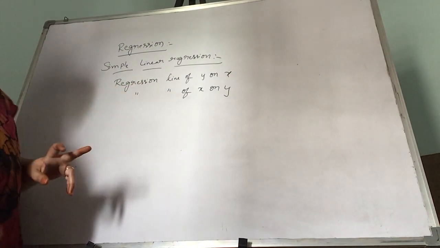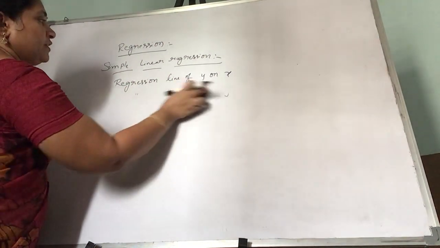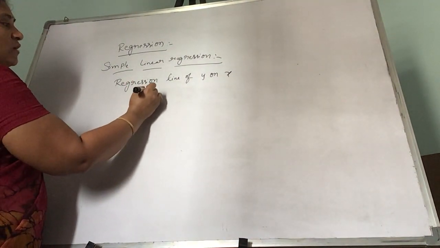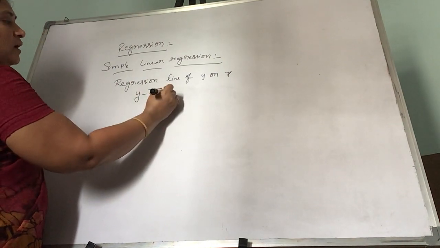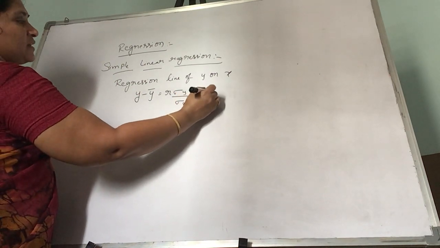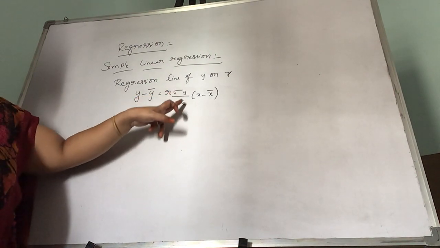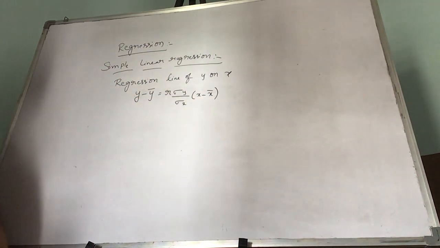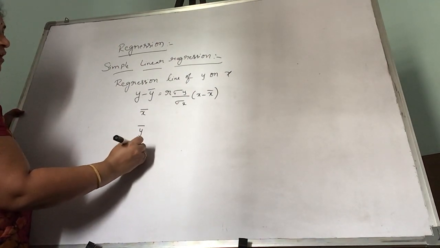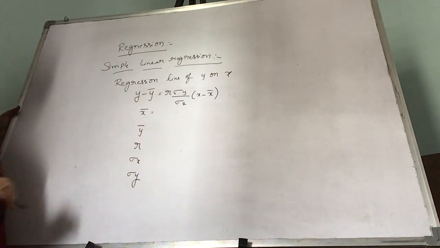These regression lines are directly given by equations. First of all, we discuss the regression line of y on x. The regression line of y on x is y minus y bar is equal to r into sigma y by sigma x into x minus x bar. Here, what is x bar, what is y bar, what is small r, what is sigma x and what is sigma y? Now we discuss each of these terms.